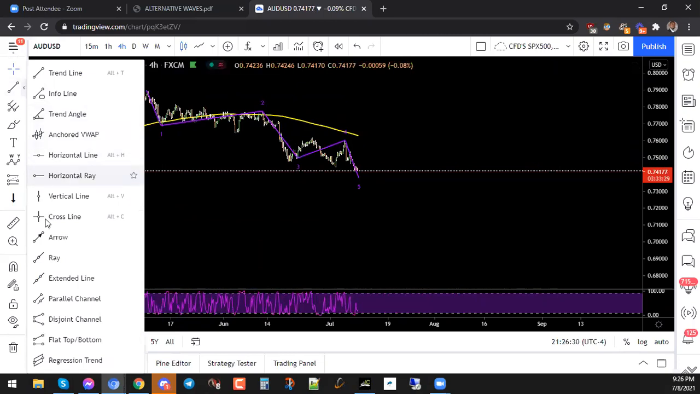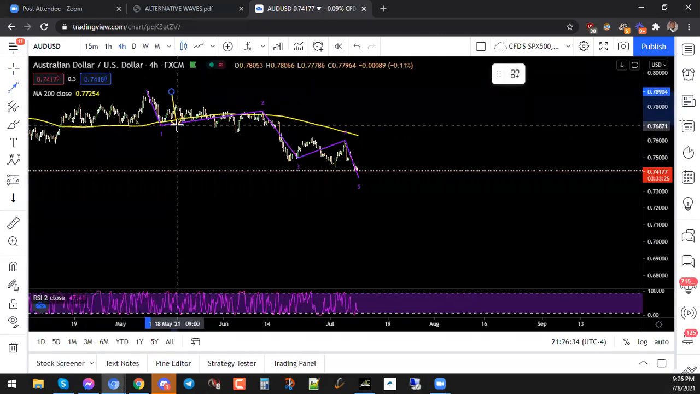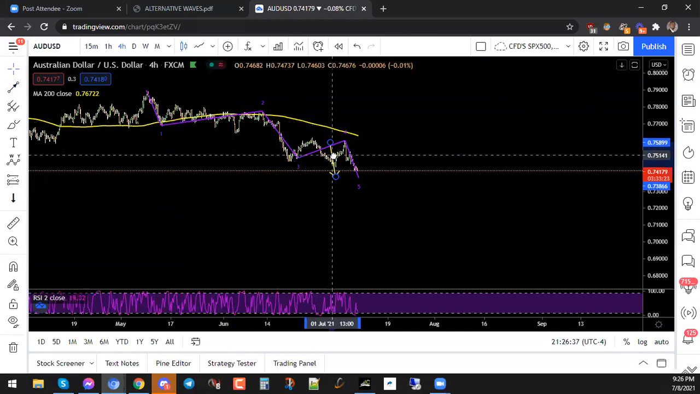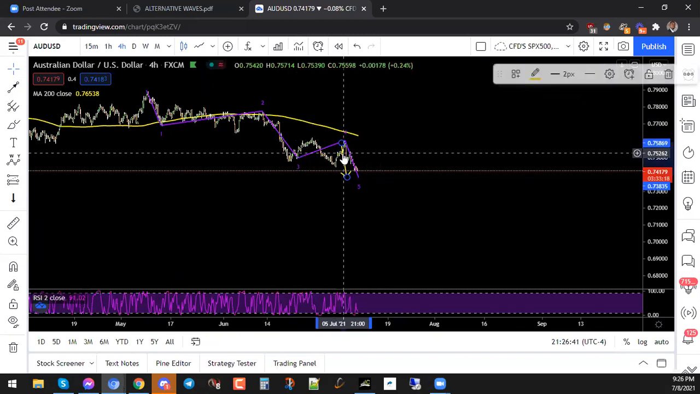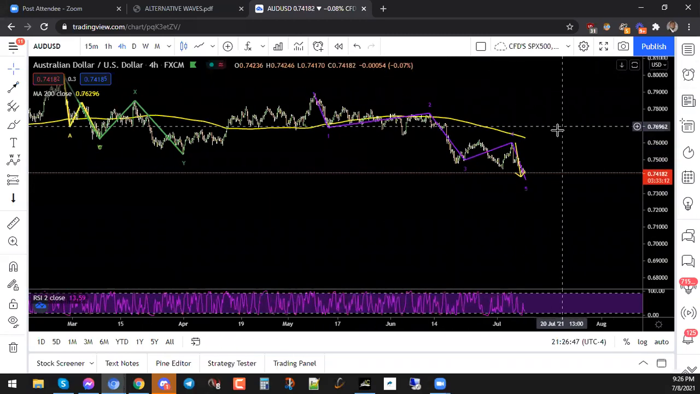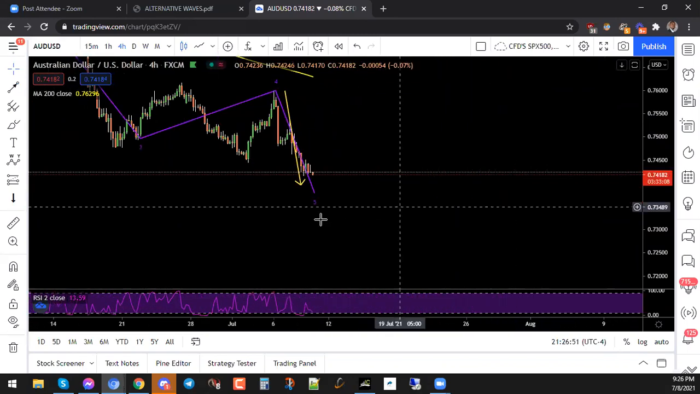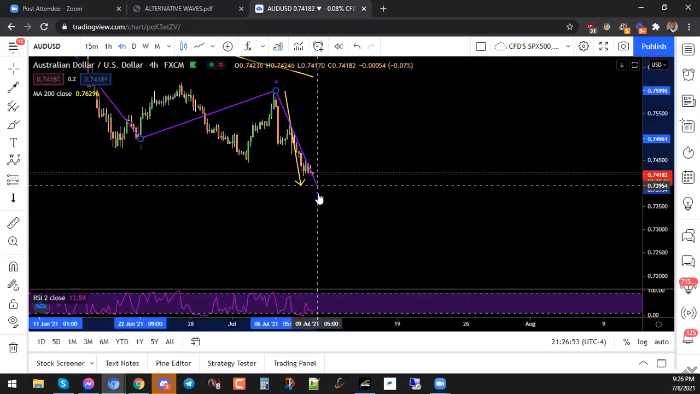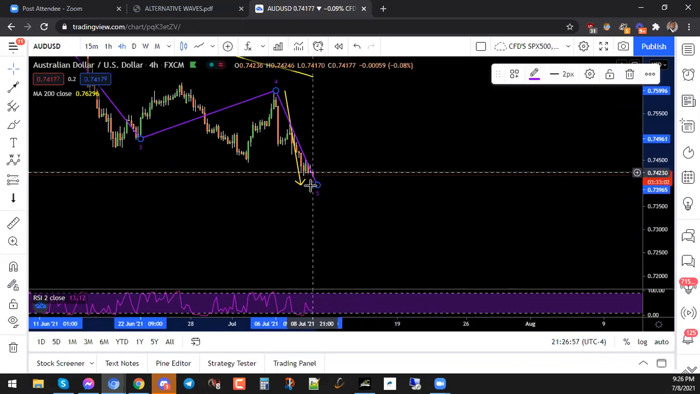So if I measure wave 1, I can project it at the end of wave 4 to have an idea of where wave 5 will complete. All right, I think I got it right there. Good. So we don't have that much further to go, right? Now wave 5 could still be a little bit longer, but we don't have much further to go.